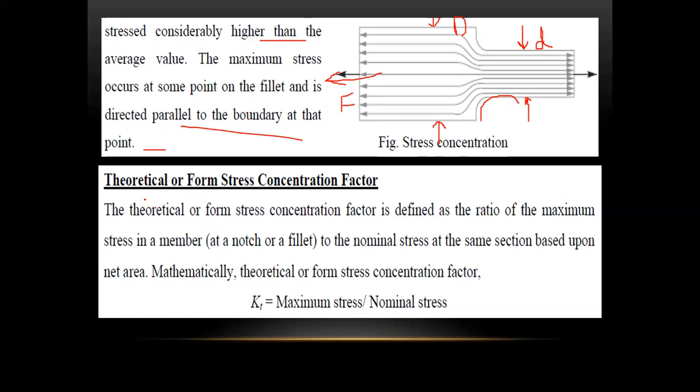Okay. Next, the theoretical or form stress concentration factor. The theoretical or form stress concentration factor is defined as the ratio of the maximum stress of the member to the nominal stress of the same member based upon the net area. Therefore, the stress concentration factor Kt is equal to maximum stress divided by nominal stress.